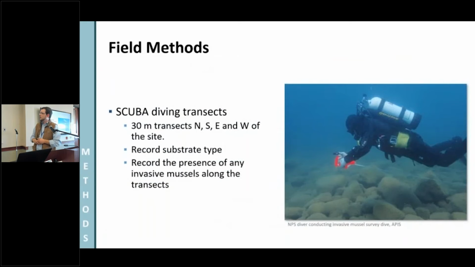And then once we got out into the field, divers from the National Park Service did a bunch of scuba diving transects. So they would navigate to a point previously identified by the models as being suitable for monitoring. And from that point, they'd dive 30 meters north, south, east, and west of the site. And along those lines, within, I think, a 2-meter buffer of that transect line, they would record the substrate type and then also the presence of any invasive mussels along those transects.